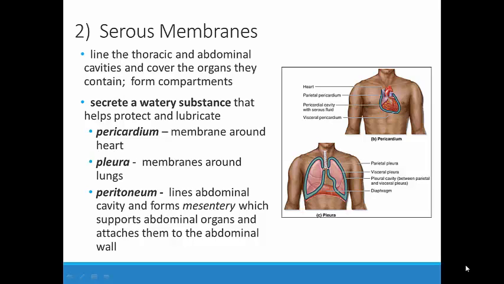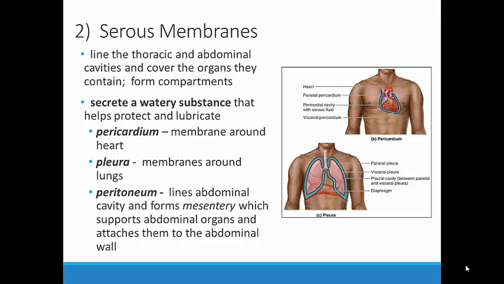The second type of body membrane is called the serous membrane. This membrane lines the thoracic and abdominal cavities and also covers individual organs. The serous membrane secretes a watery substance that lubricates the organs and creates compartments within the body cavities.